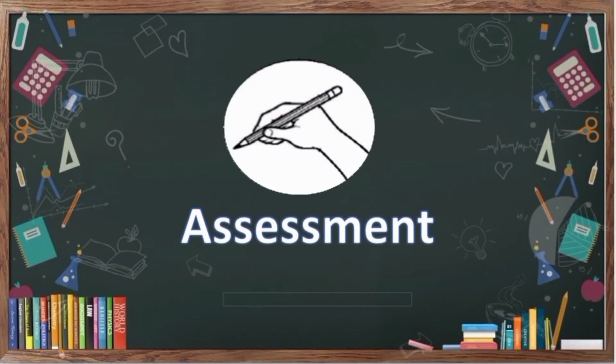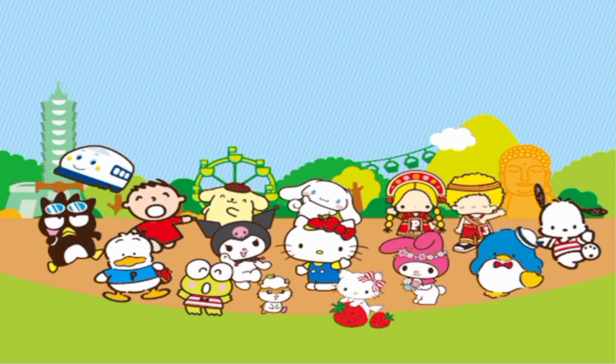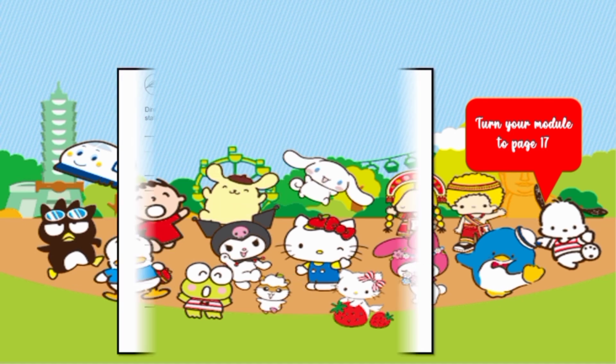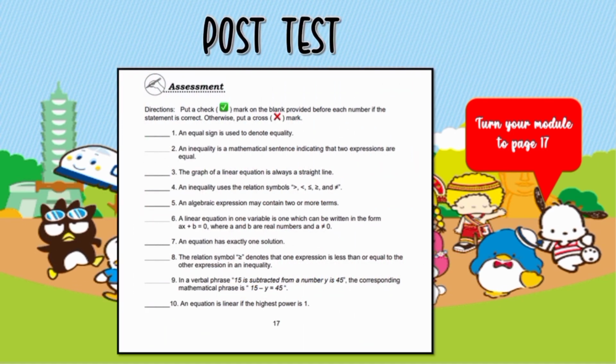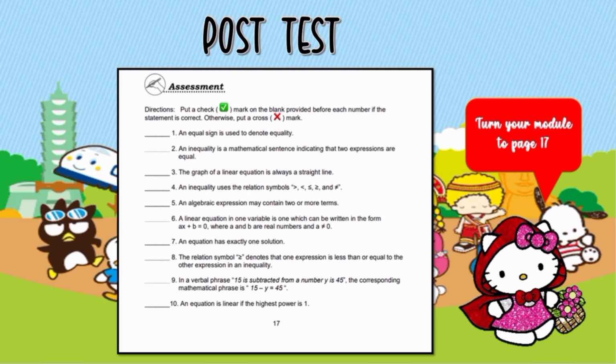Assessment. Turn your module to page 17. Let's answer the post-test. Put a check mark on the blank provided before each number if the statement is correct. Otherwise, put a cross mark.